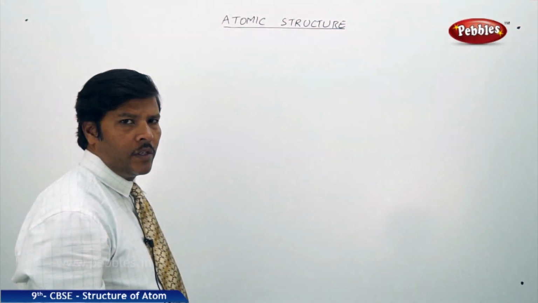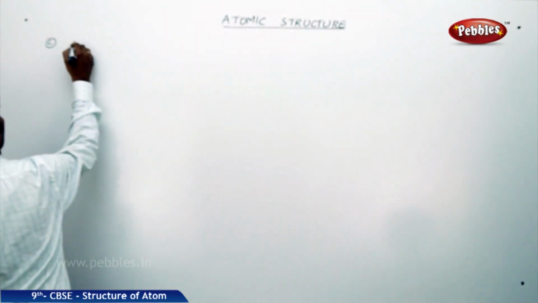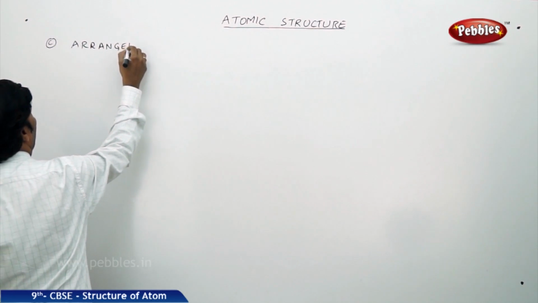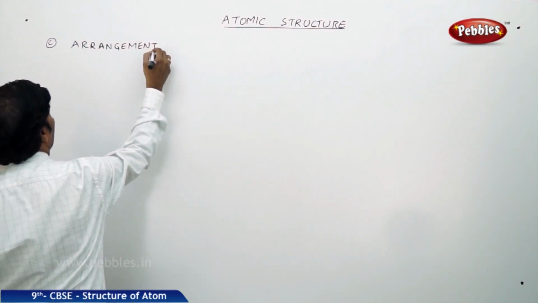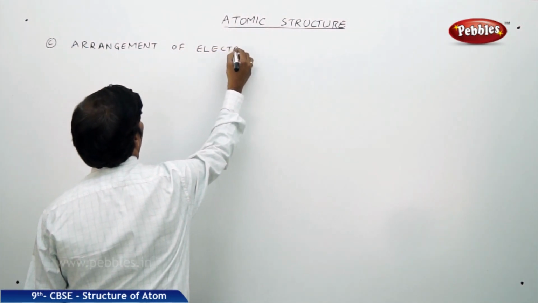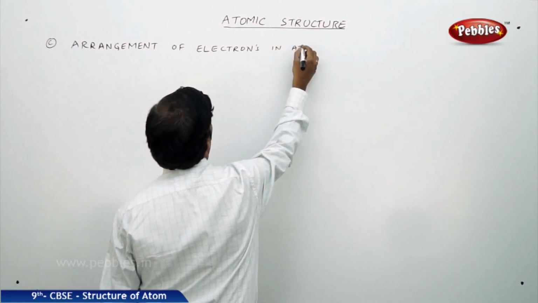So the next part of the discussion here is arrangement of electrons in atom.